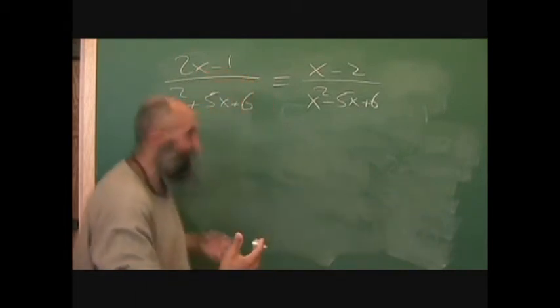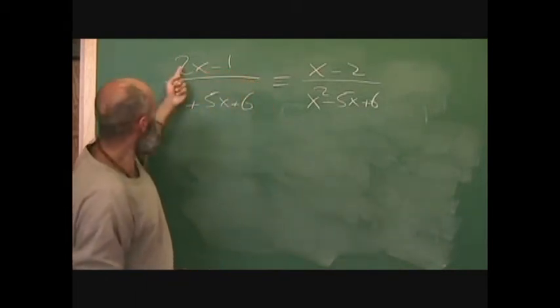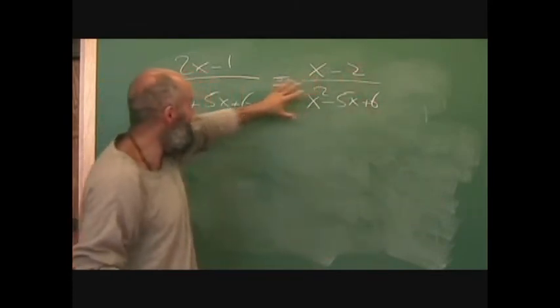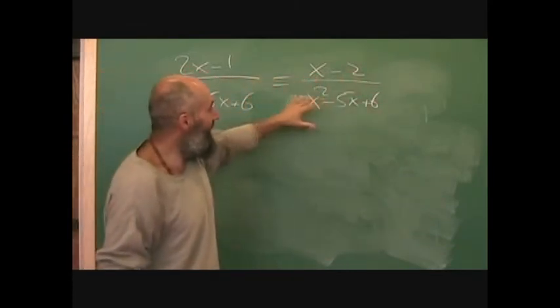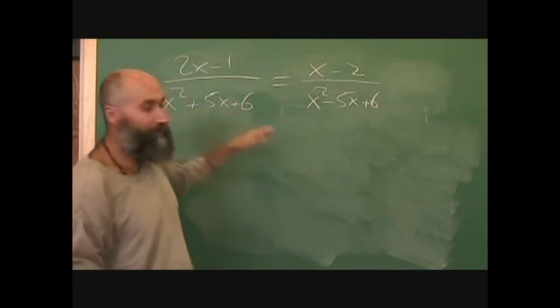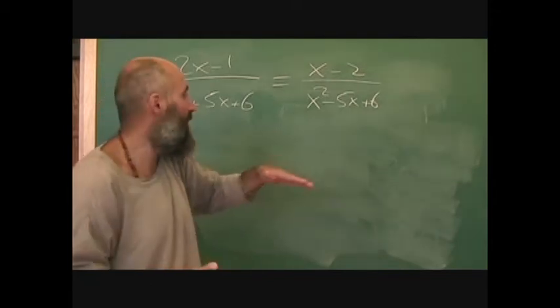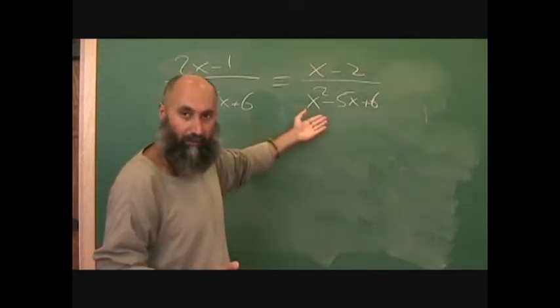So this is a harder problem right now, right? We've got (2x minus 1) over (x squared plus 5x plus 6) is equal to (x minus 2) over (x squared minus 5x plus 6), right? Let's take a look at this. Even if you get something more complicated, it's not really an order of magnitude, it's one more level more complicated. We've gone into quadratic equations now.